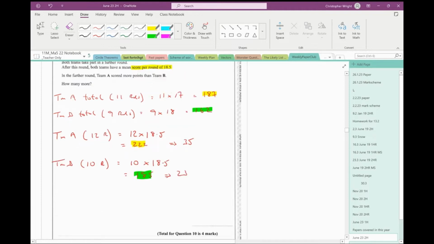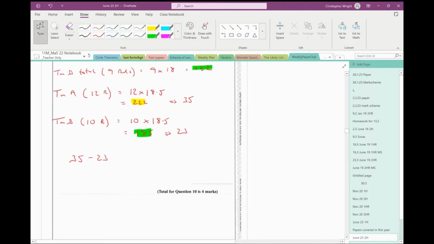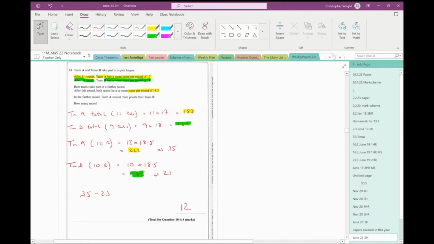So let's go back to the question. In the further round, Team A scored more points than Team B. Yes, they did. How many more? Well, 35 minus 23. Team A scored 12 more points than Team B.